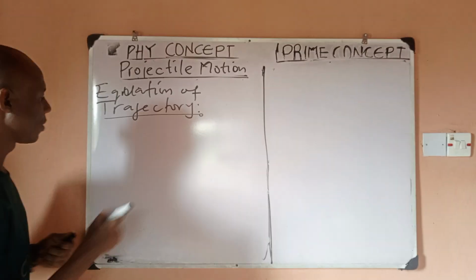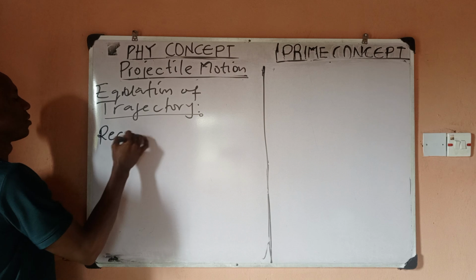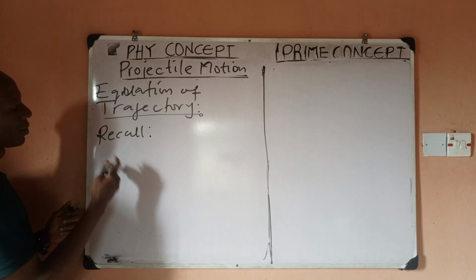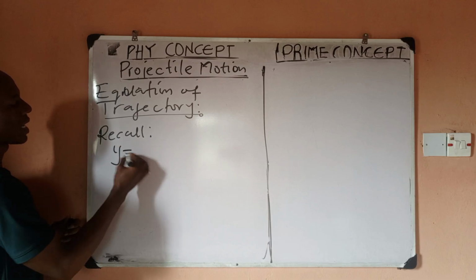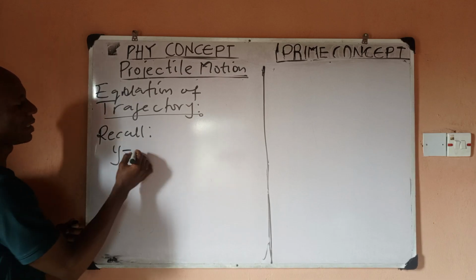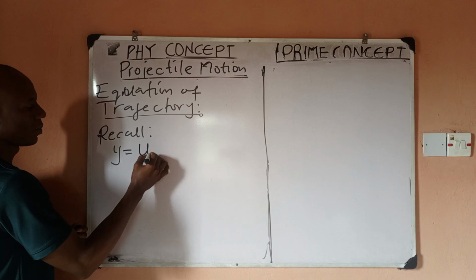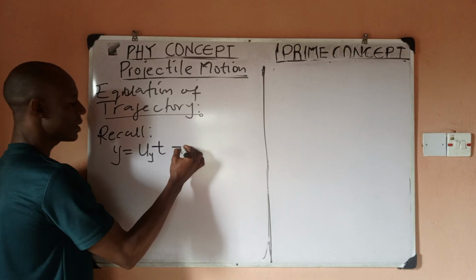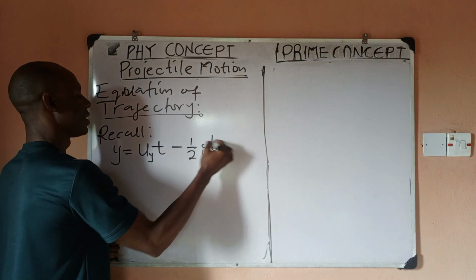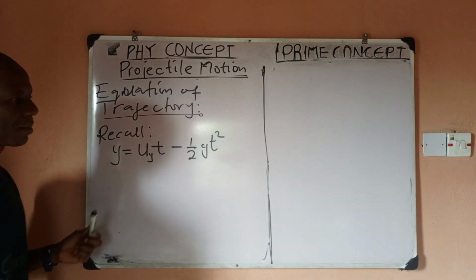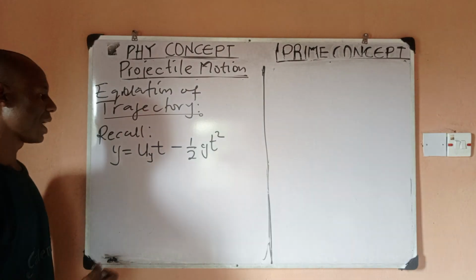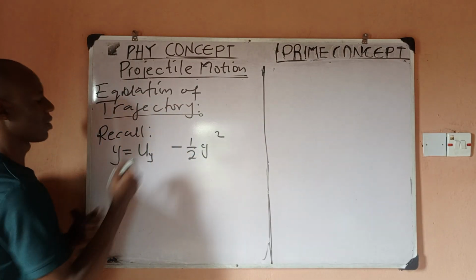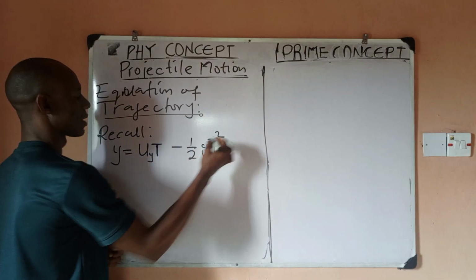Now, if you recall from equation of motion, I'll be using x and y this time. You have that y, the vertical distance covered, is equal to uy t minus half g t squared, since I'm dealing with y. So this is what we have. Remember, we're talking about our total time, so I can use capital T so that we don't put any confusion.